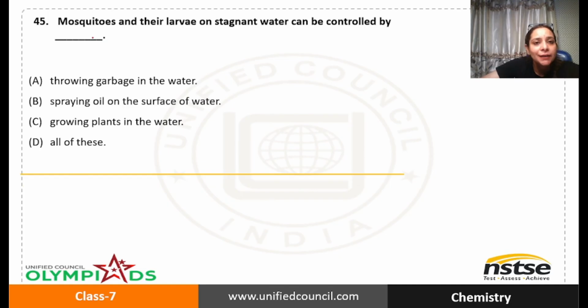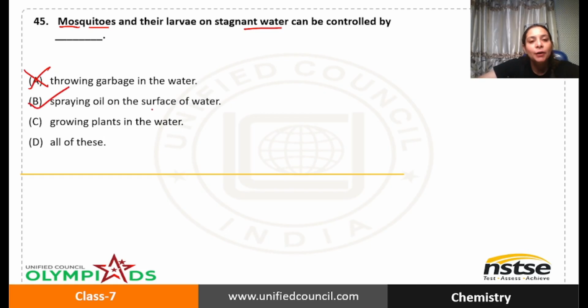Next, mosquitoes and their larvae on stagnant water can be controlled by dash. We all know a mosquito's breeding place is water. Wherever you see standing water, that acts as a breeding place for mosquitoes. Now if we wish to control it, how can we do it? We have 4 methods given in the options. Throwing garbage in the water. If you throw garbage, do you think they will stop multiplying? No. Spraying oil on the surface of water?